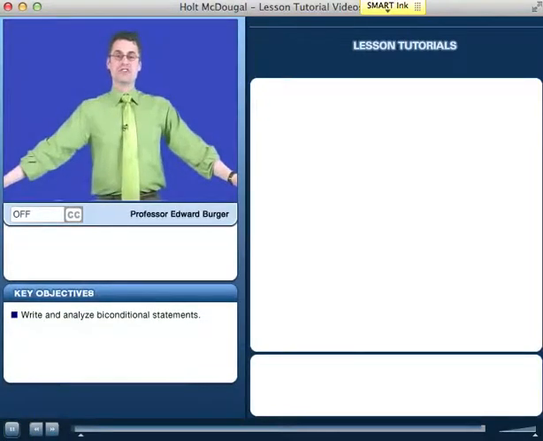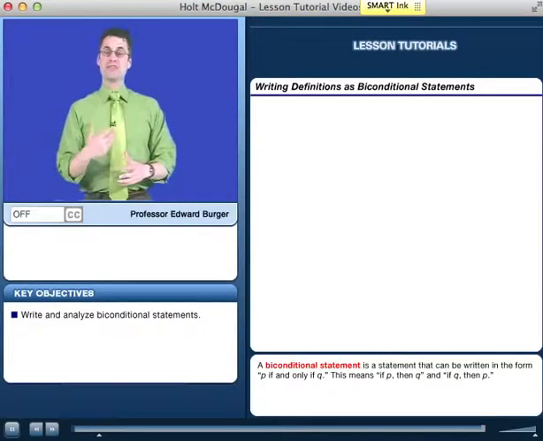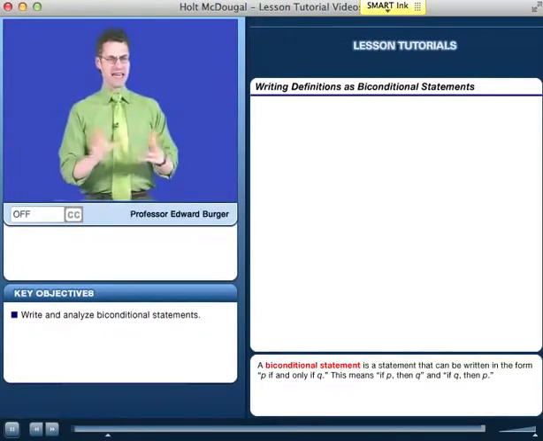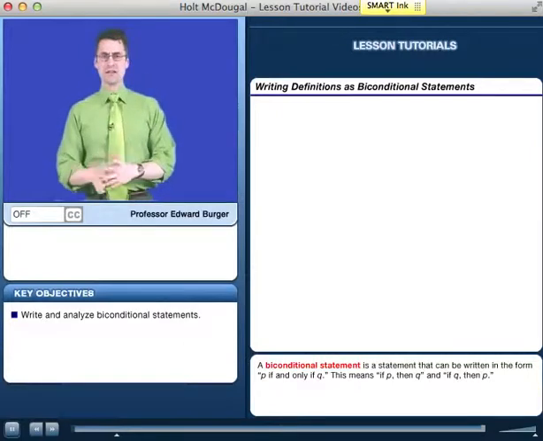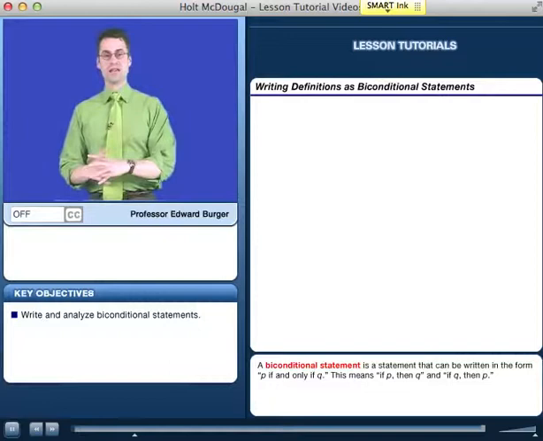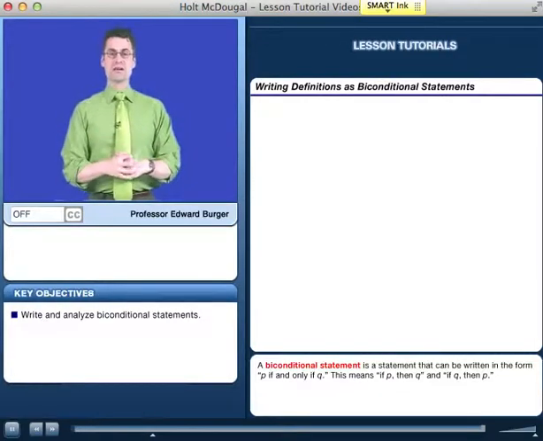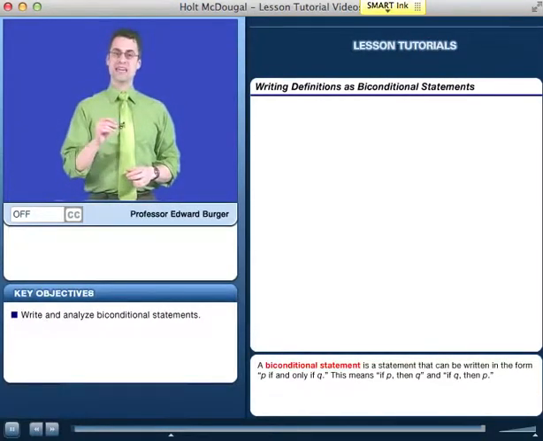Biconditional statements are declarative sentences that involve an "if and only if," which means biconditional: it goes both ways. The first thing implies the second thing, and the second thing also implies the first thing. The way we say those two statements together is to attach them with the phrase "if and only if."